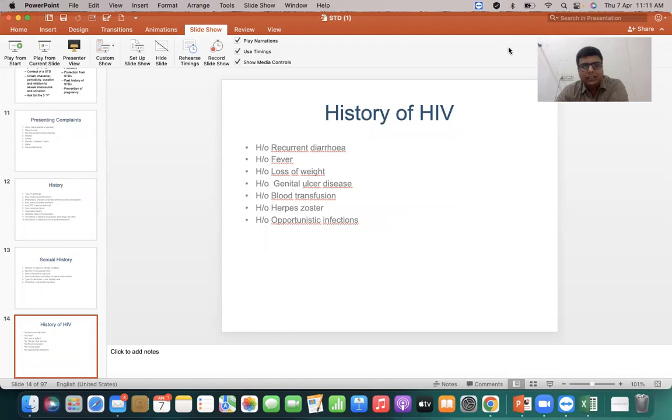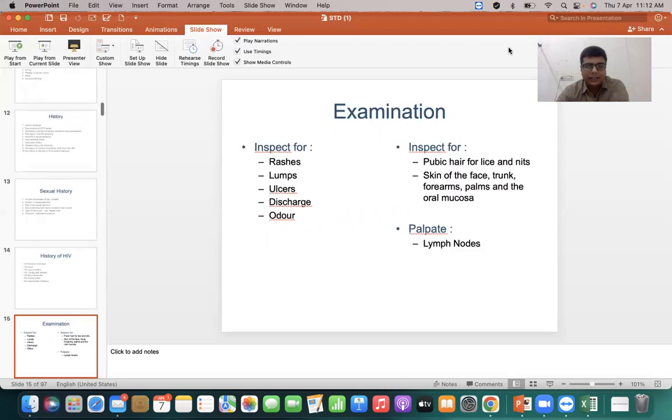For history of HIV, the patient usually gives a history of recurrent diarrhea, fever, weight loss of more than 10%, genital ulcers, and any history of blood transfusion. HIV infected persons are more prone to zoster and opportunistic infections. So the history of zoster and opportunistic infections is very important in HIV patients.